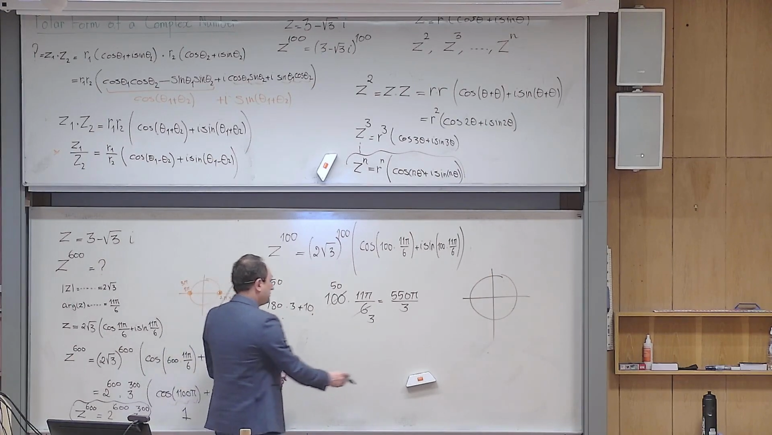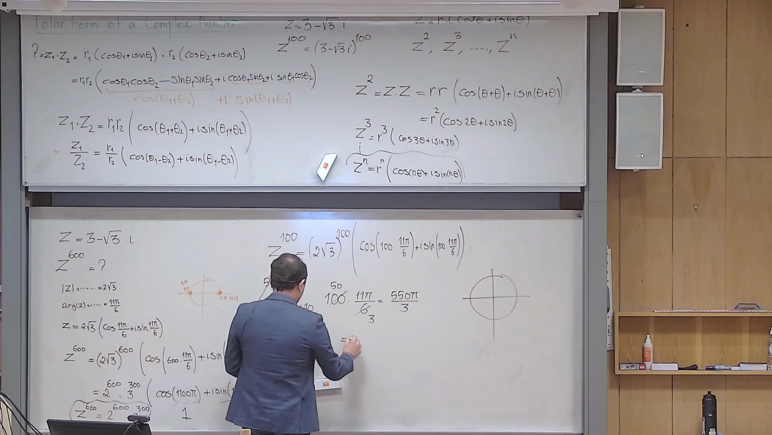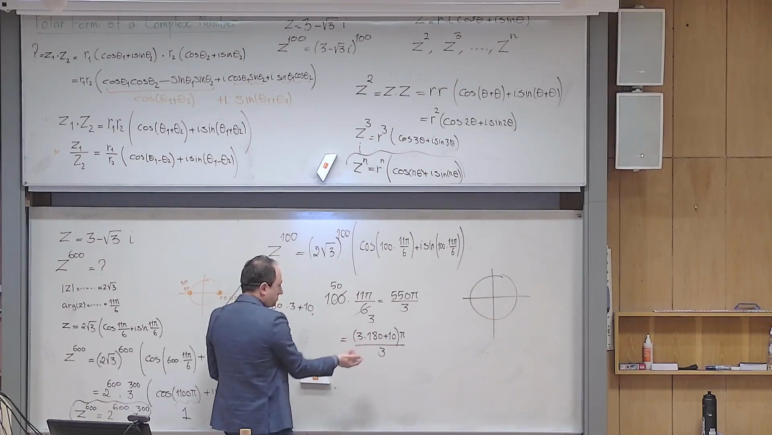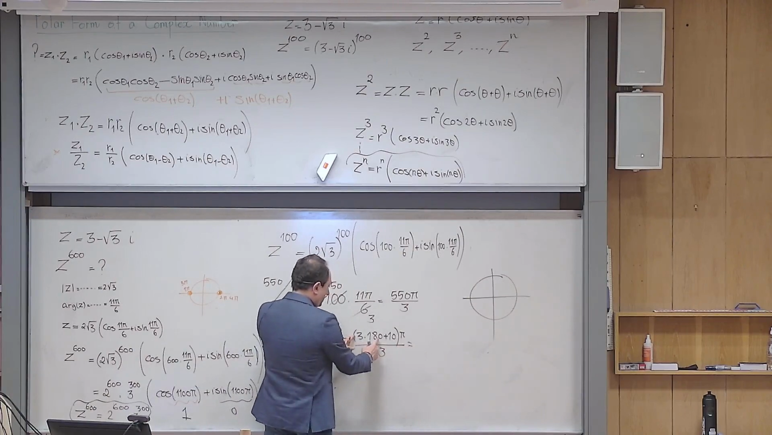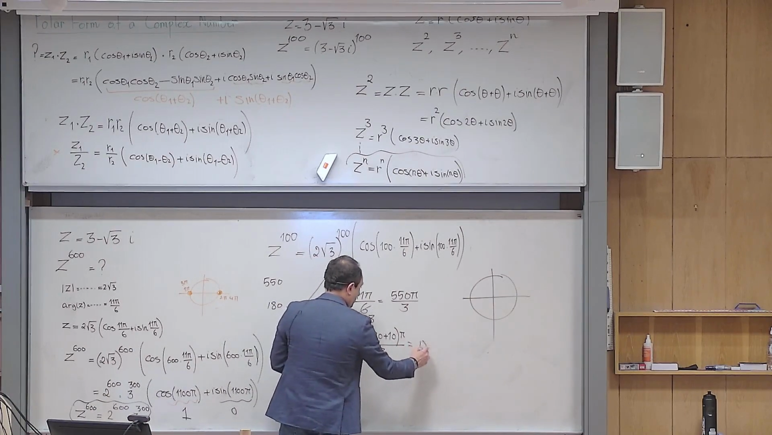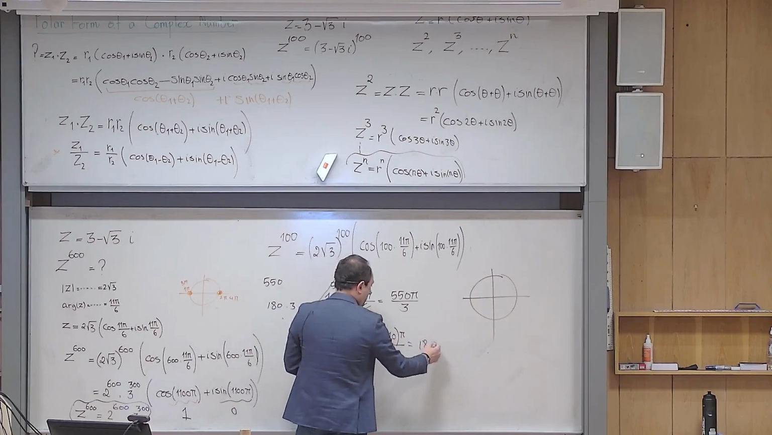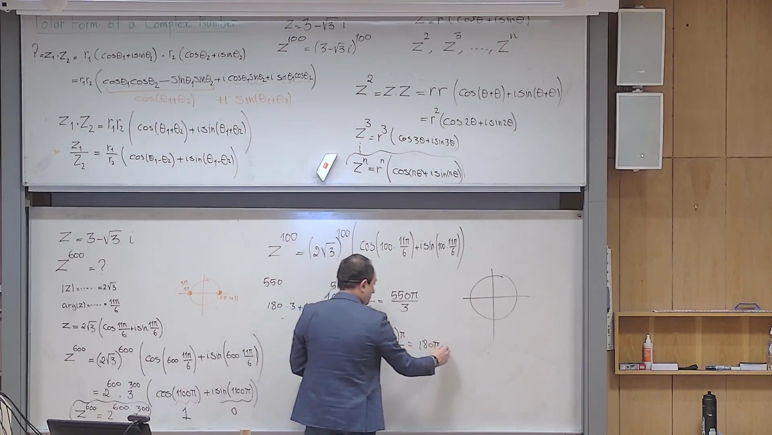Okay, so what can I do? I can write it like this. I can write 3 times 180 plus 10 times pi divided by 3. I would just want to simplify it as much as I can. Then I divide this number by 3, it becomes 180. Then I divide this number by 3. Of course, I need to multiply pi here as well. And then it becomes 10 pi over 3.